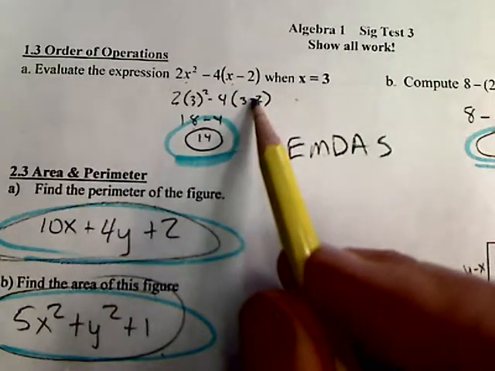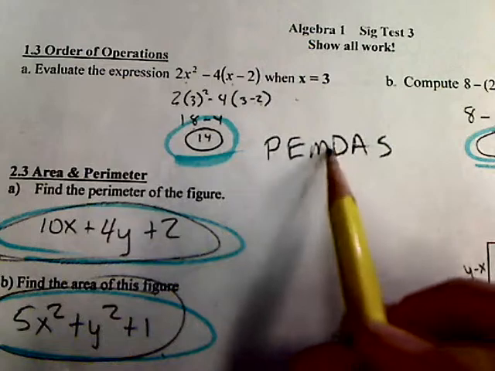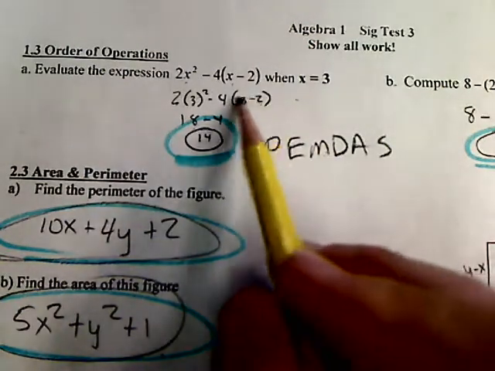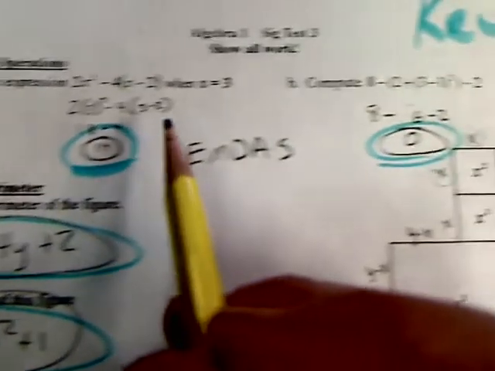And then 3 minus 2 is doing the parentheses before the multiplication, which is 4 times that guy. So that's 1 times 4. Oh, there it is. So 14.